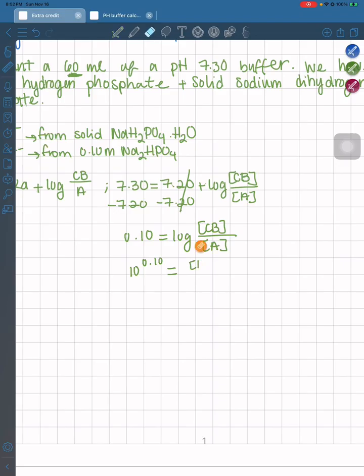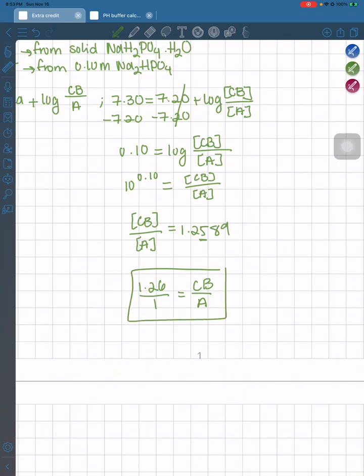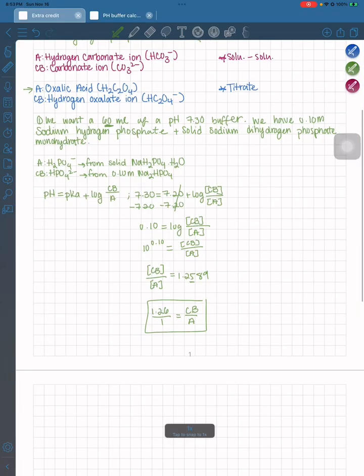our conjugate base over acid. So we have conjugate base over acid, and it's equal to 1.2589. And for the sake of sig figs, we're gonna round to 3 decimal places. And we have 1.26 over 1 as a ratio of conjugate base to acid for our 7.30 pH.